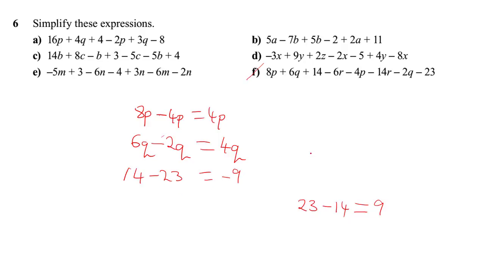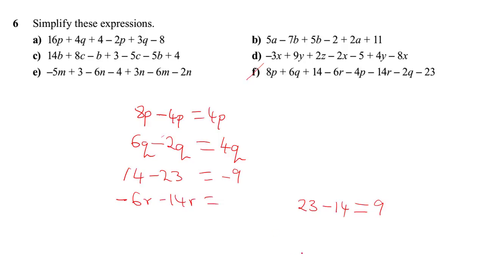Okay. Then the next thing now, I've got the numbers 14. Now I've got the R. And this R is negative R. The other R is negative 14R. So I've got negative 6R here. And I'm taking away 14R.